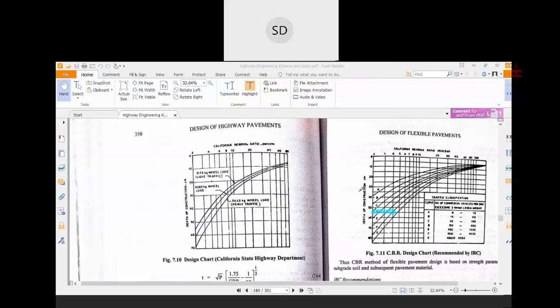If the total number of vehicles is given, in that case you have to use this curve. And if no data is available, in that case you can use that curve. In that way you can find out the total thickness of the pavement. So your total thickness of the pavement is coming around 55 centimeter.